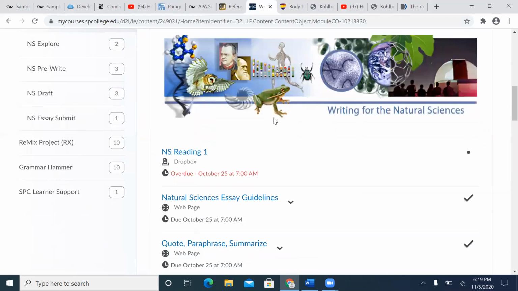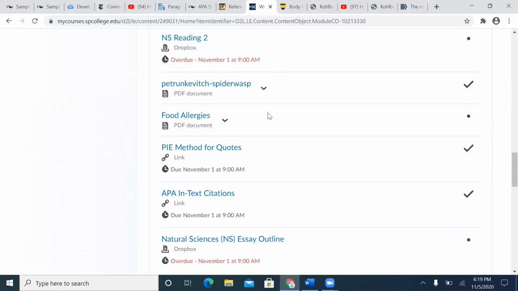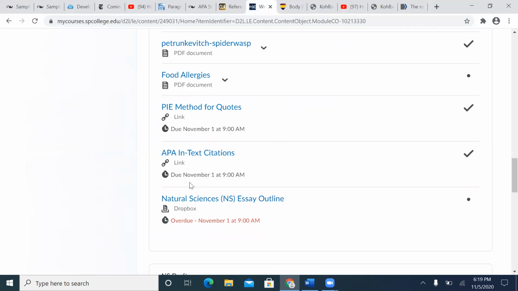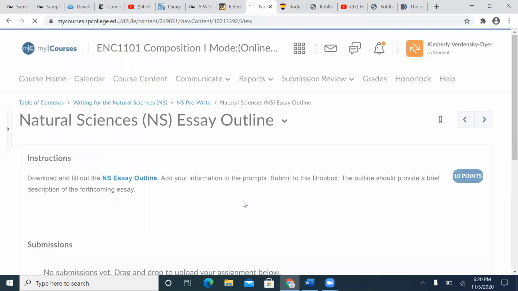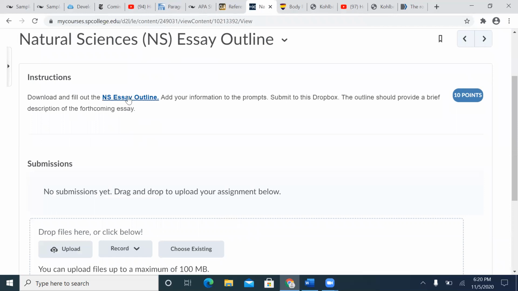As always, please make sure you're approaching the course through the content and engaging in all of the information that is available for you. The APA in-text citation link is an additional resource to remind everyone of how to properly develop in-text citations. The natural science essay outline, the objective with the outline is to make sure that we have sufficient evidence. You can download and insert your own information into the outline and then submit it to this Dropbox. The more work you can do on this outline, the better off you are when it comes to developing the actual essay.